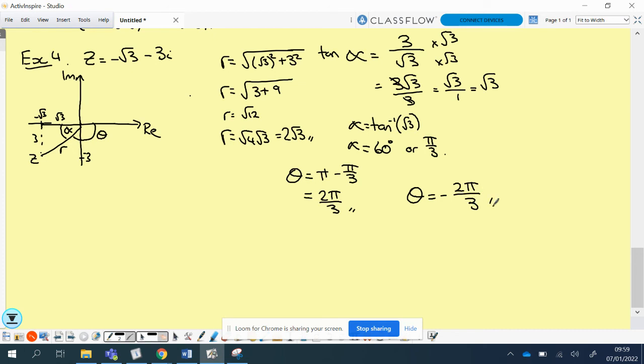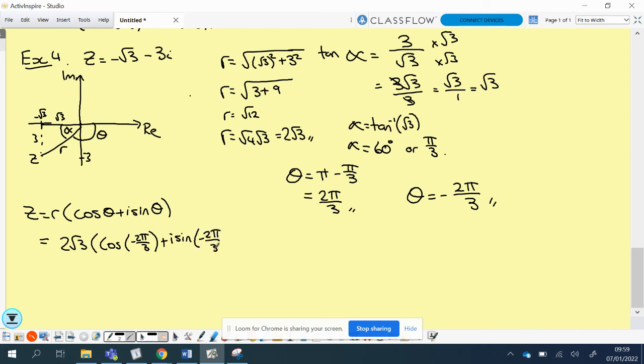Okay, so z equals r cos theta plus i sin theta. So that's going to equal r is 2 root 3, cos of negative 2 pi over 3 plus i sin negative 2 pi over 3. Okay, so we've achieved writing that in polar form. That's going to be the last example of the video. Are there any questions?